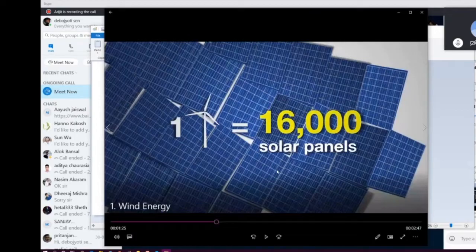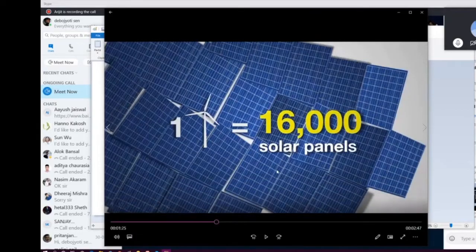And a wind turbine is nearly equal to 16,000 solar panels. So it is much more effective than solar.